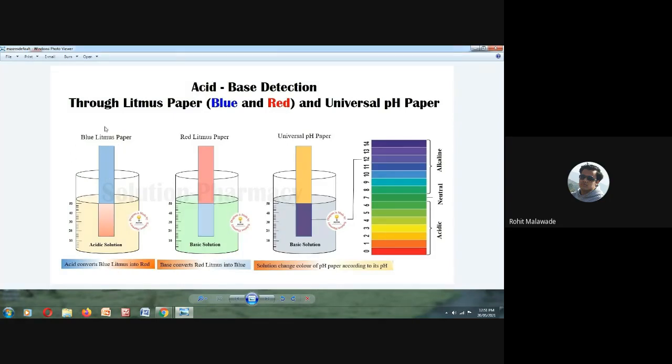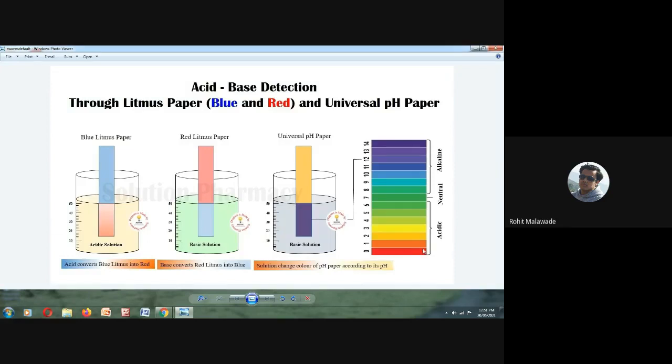Now, this is your litmus paper. When you dip this into the solution, you see the color is going to change. The color of that litmus paper has changed. So it shows a red color. With this litmus paper, we are going to compare these colors. When we dipped it, it turned red.